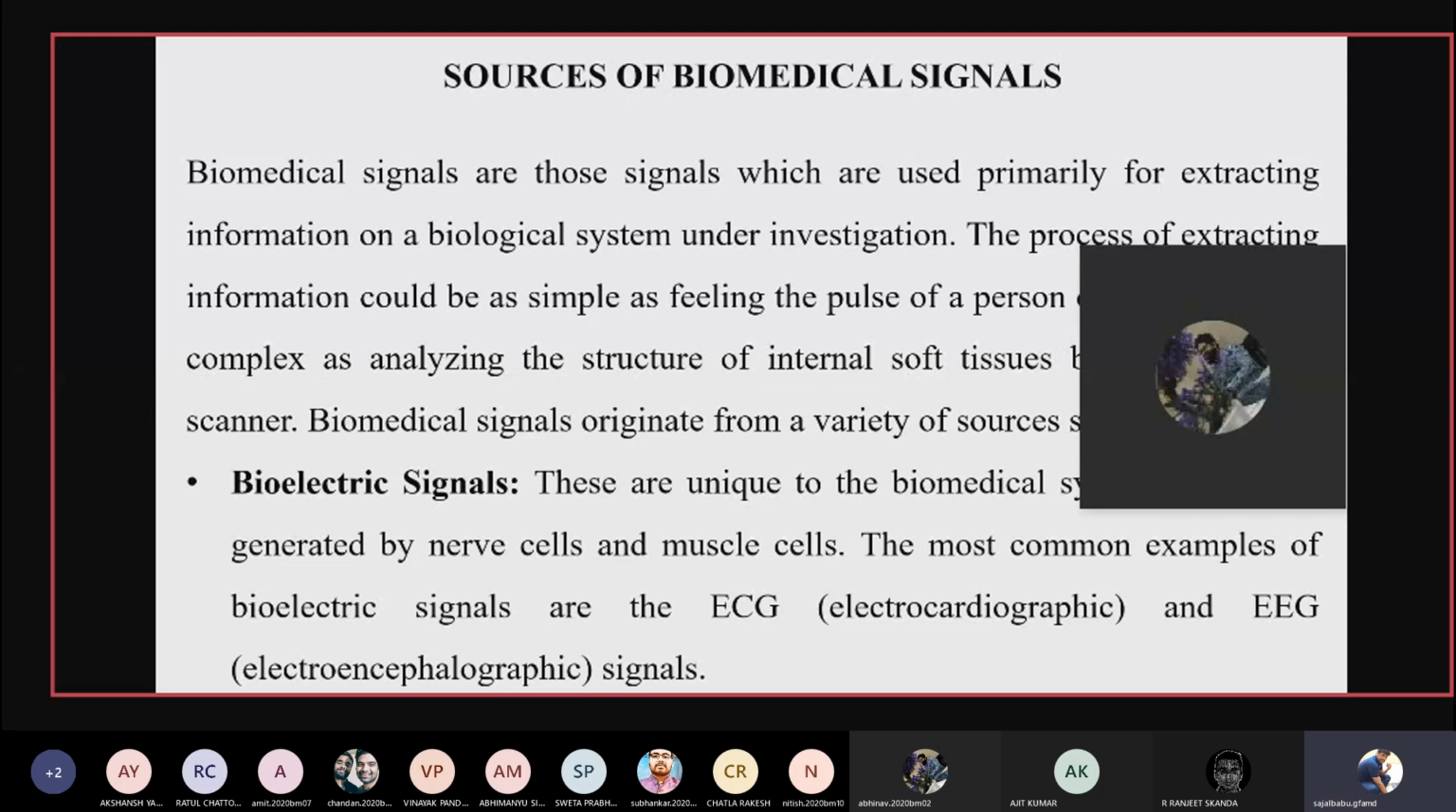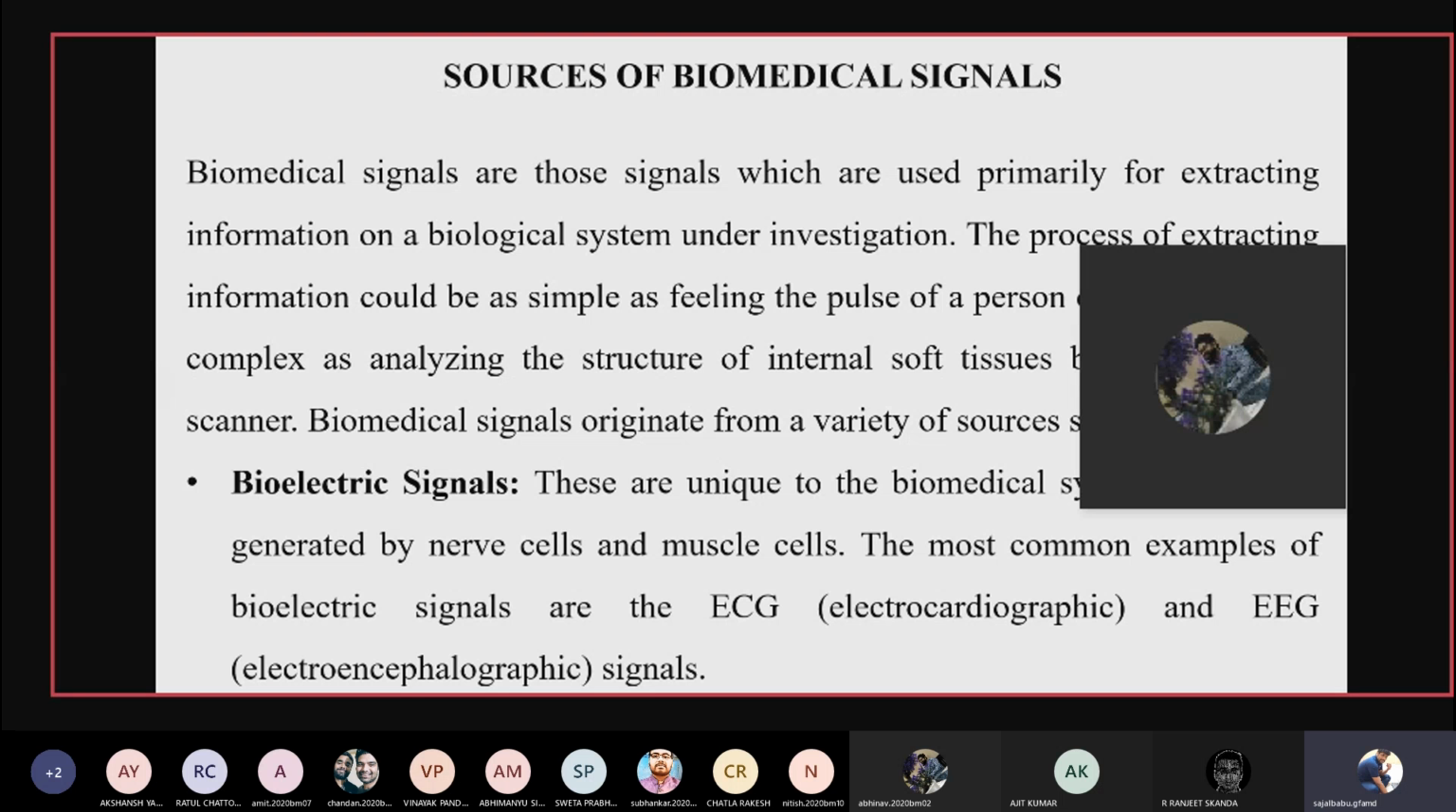Coming to that title, let us look at the types. What are the various types of signals you are going to have here? The first type of biomedical source is bioelectric signals. This is one of the important sources, because it may be your EEG, your EMG, or your ECG. All these are bioelectrical signals.